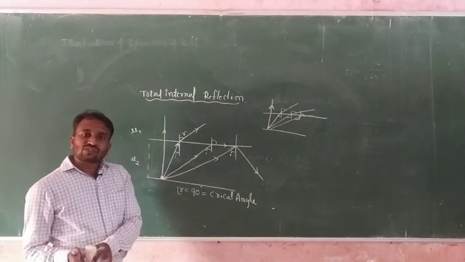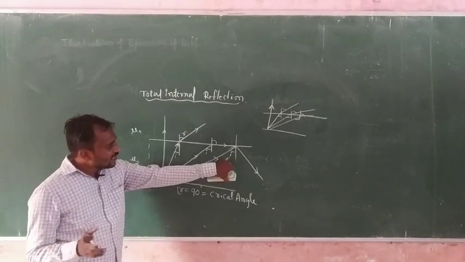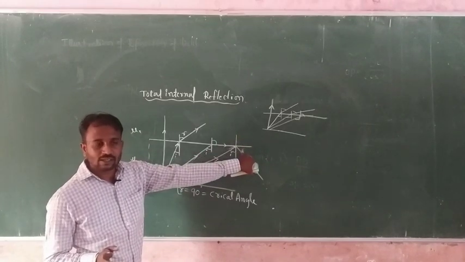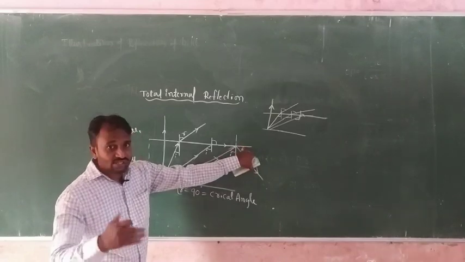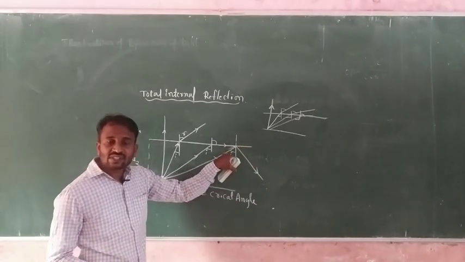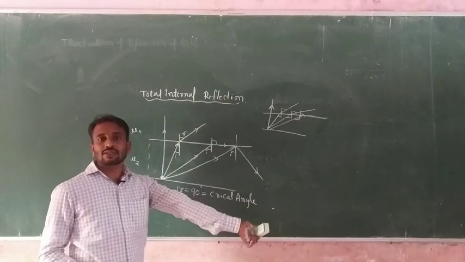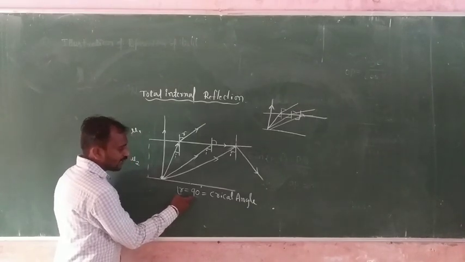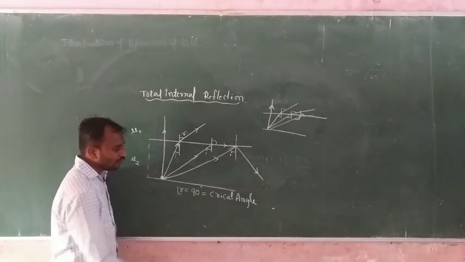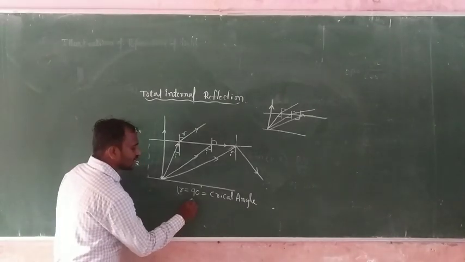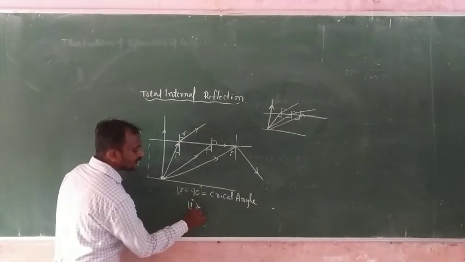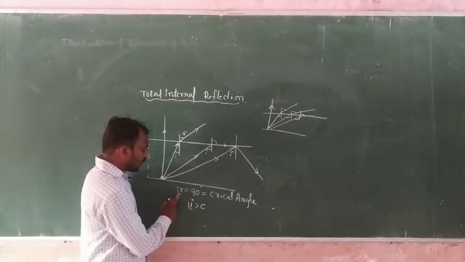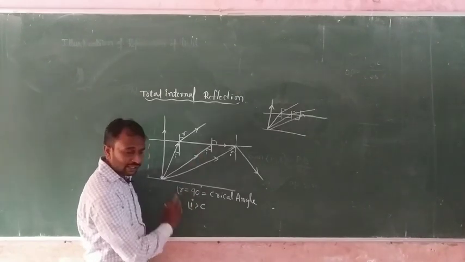In total internal reflection, the angle of incidence is greater than the critical angle. It means the angle of incidence makes the angle of refraction greater than 90 degrees. Okay, so when the angle of refraction is equal to 90 degrees, that's when we consider the critical angle. And another condition: the angle of incidence is greater than the critical angle. Critical angle is nothing but the angle of incidence for which the angle of refraction is equal to 90 degrees.